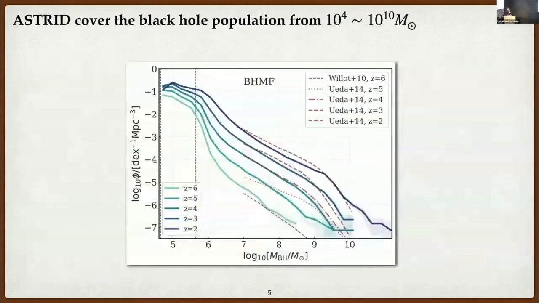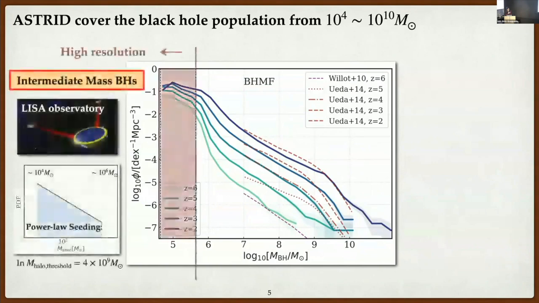So here is the black hole mass function as a function of redshift, and those dashed lines are some observational predictions. The primary feature of Astrid is the large dynamical range it covers. The high resolution of the Astrid simulation allows us to probe the black hole population in a slightly lower mass band, in the intermediate mass black hole regime. As Melanie nicely reviewed yesterday, we see black holes in the mass range from about 10 to the 4 to 10 to the 6 solar masses with halo and galaxy-based thresholds, so that we can predict the population of intermediate mass black holes and study their coalescence.